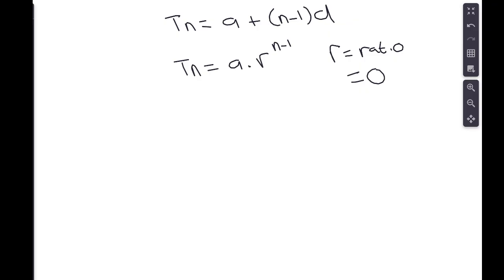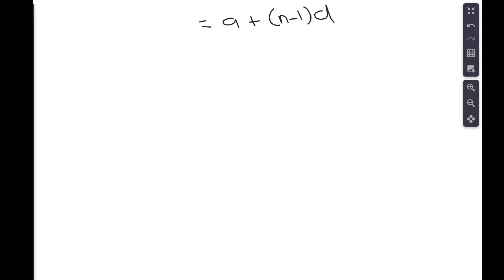Okay? Now, let's go back there. We need to calculate the value of r. So what we have here, we have the first term as x, the second term as x plus 3, and the third term is 3x minus 1. Okay, now we need to calculate the ratio.